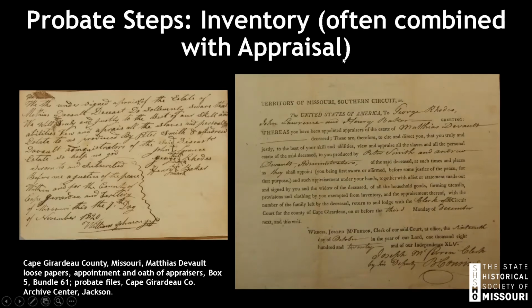Okay, next is the inventory. And the inventory was an accounting of everything that was in the estate. And people were typically appointed to inventory and appraise at the same time, although they're paid as appraisers. So appraisal means we've got the items in the inventory. The appraisers have to set an approximate dollar value on each item. And in this case, John Lawrence, George Rhodes, and Henry Baker were appointed appraisers. They were also paid for their services, as we'll see later.